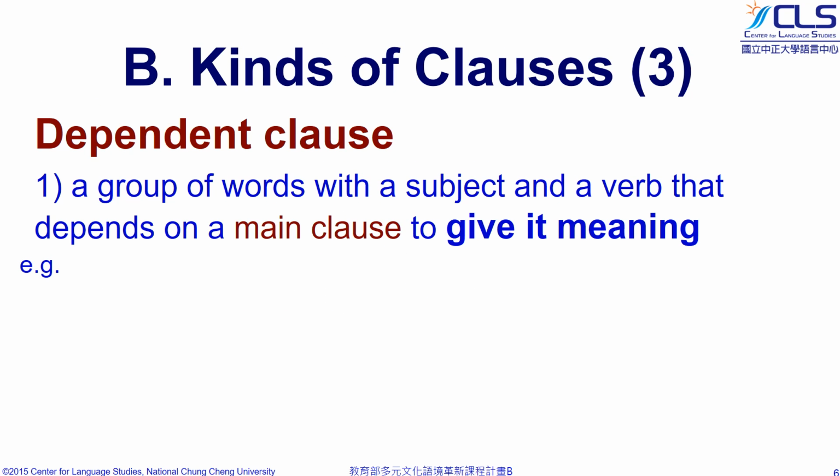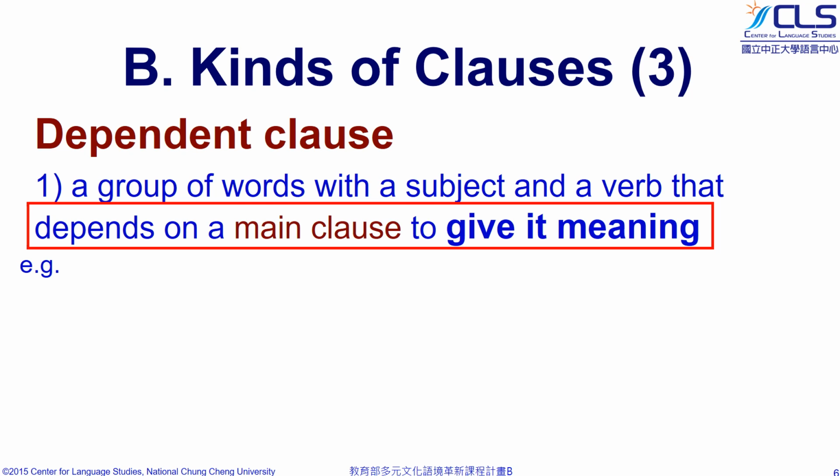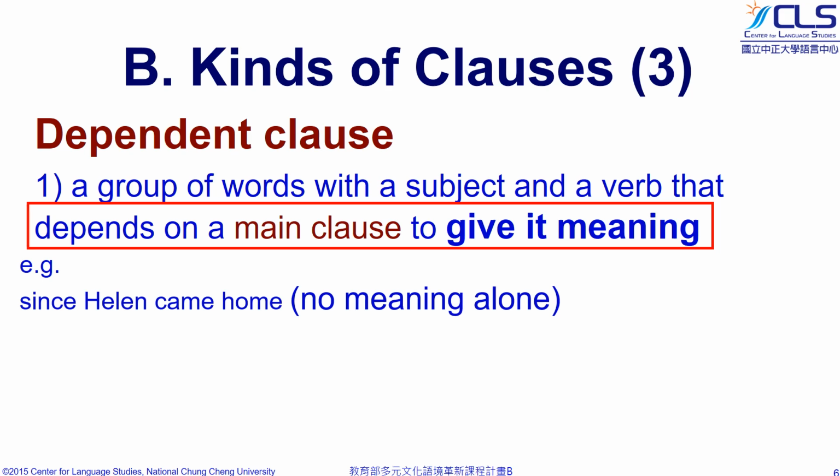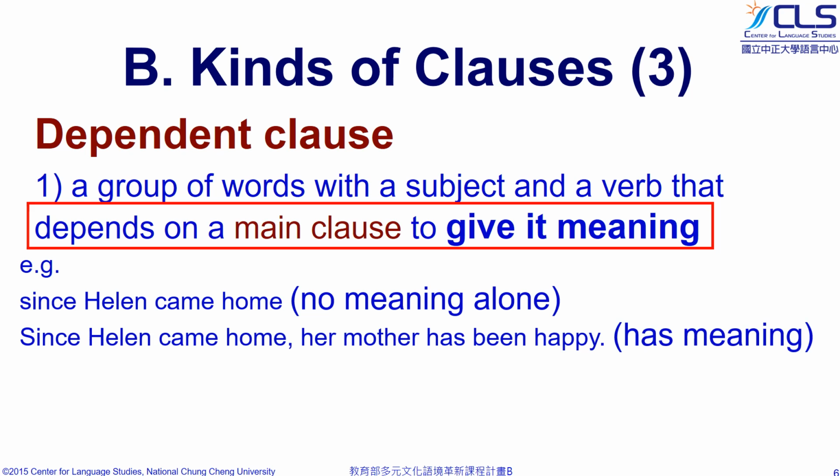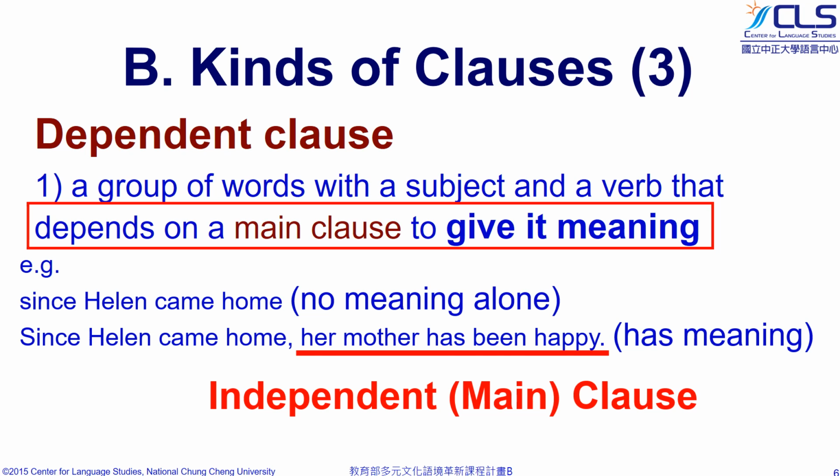The other kind of clause is dependent clause. It is a group of words that need a main clause, that is, an independent clause, to give it meaning. We can hardly understand what the sentence "Since Helen came home" means. But once we put an independent clause, "Her mother has been happy," we can see what the writer really wants to say.